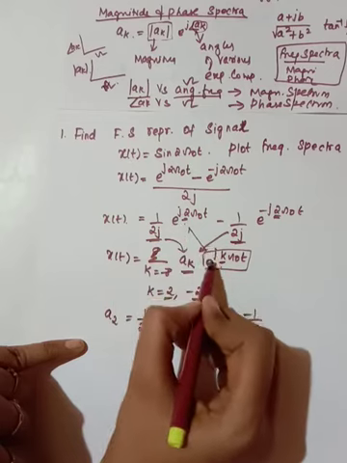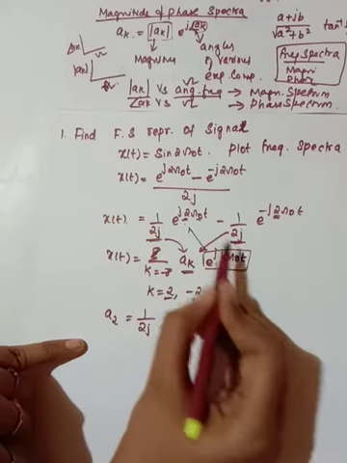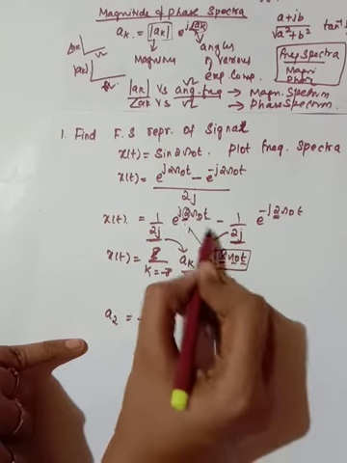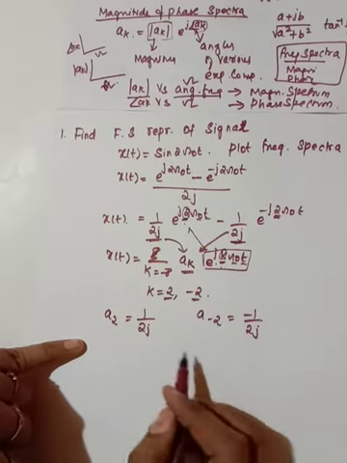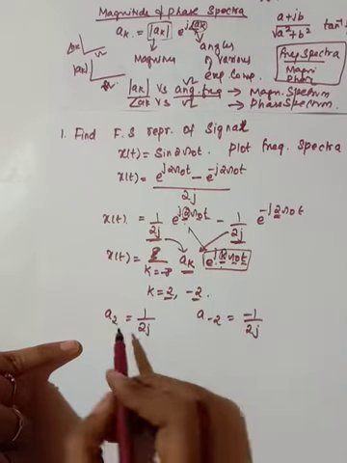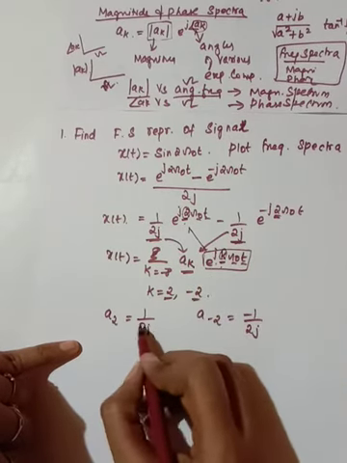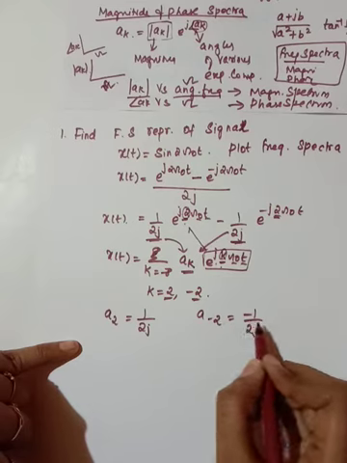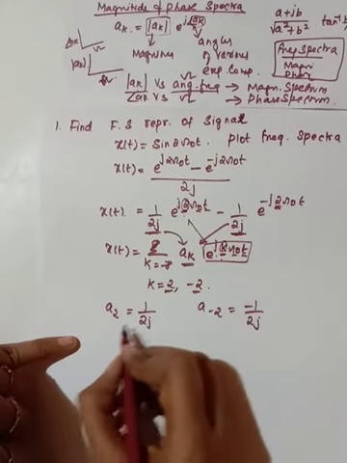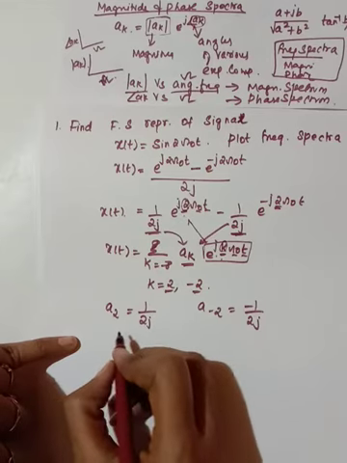Here you are having e^(jω₀t), and for k, what is the value you are having? K equal to 2. So k equal to 2 and k equal to minus 2. So I am having a2 equal to 1/2j and a minus 2 equal to minus 1/2j. Now here I am going to find out the magnitude and phase spectrum.